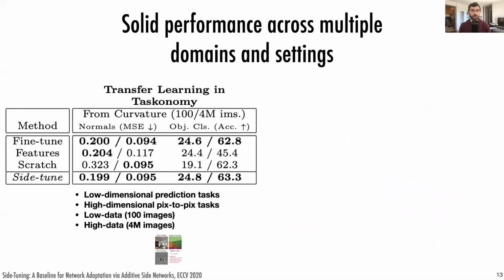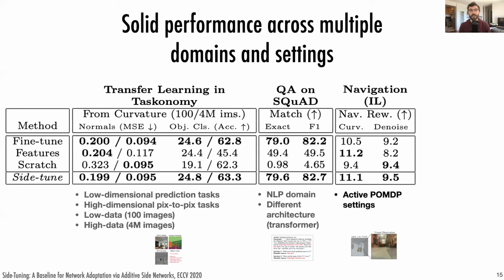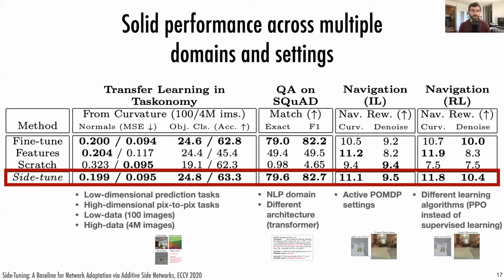Specifically, we show this with transfer learning and taskonomy on both low and high dimensional prediction tasks using both high and low amounts of data. We show this in the NLP domain, doing question answering on SQuAD with the transformer architecture, and doing navigation using imitation learning, which is in an active POMDP setting and requires sequential decision making. And then using RL instead of imitation learning, which uses PPO instead of supervised learning. Across all these different settings, side tuning is consistently the top performer.